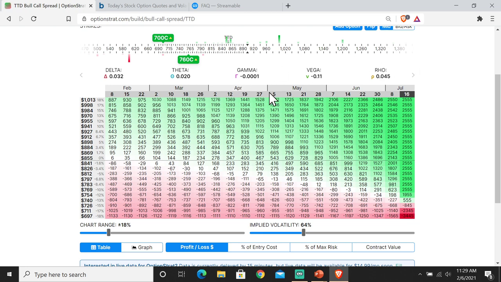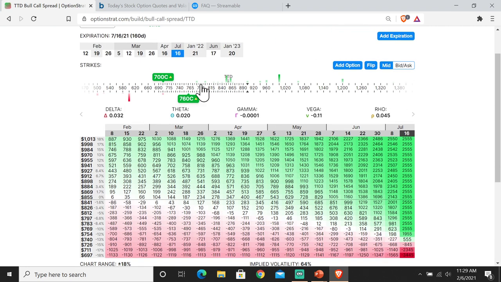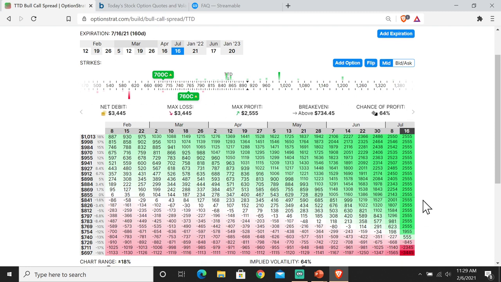I'm not going to go over the rest of these, gamma, vega, and rho. We've already talked about them a lot of times. I think I'm just beating a dead horse at this time. But all these Greeks are here for you to look at to see how your play is going to play out. Okay.